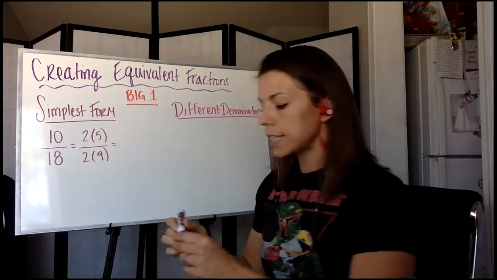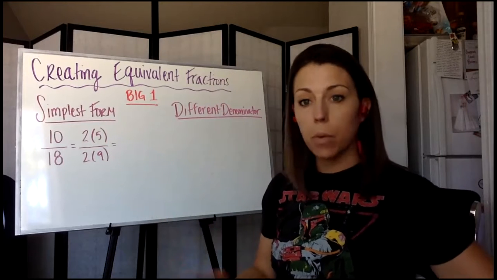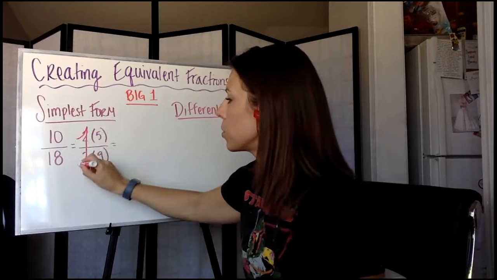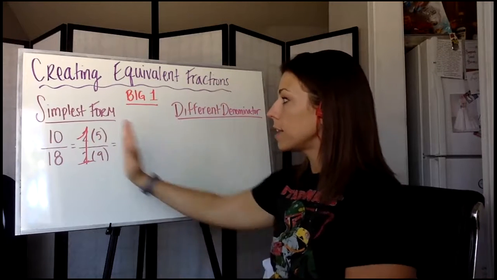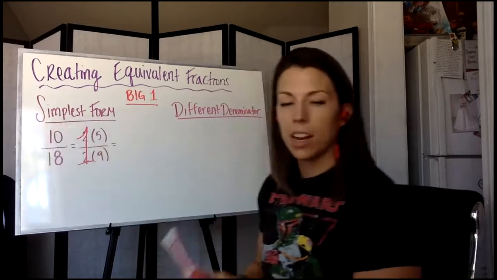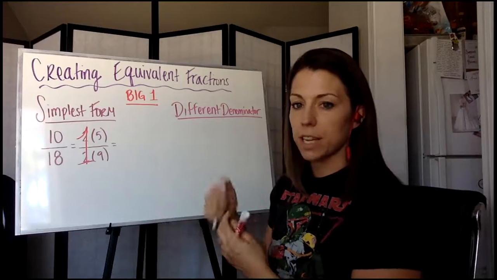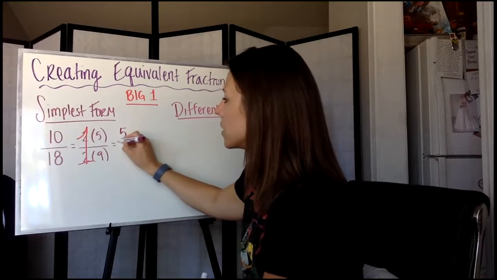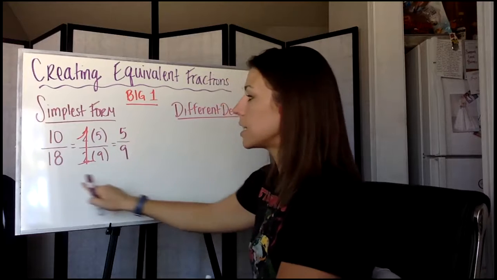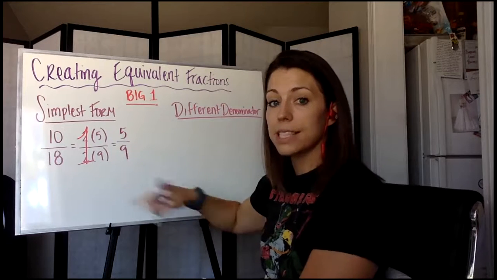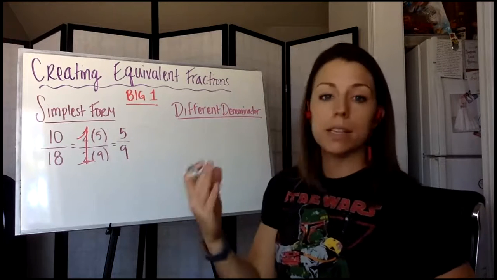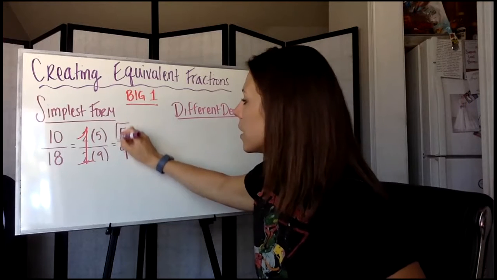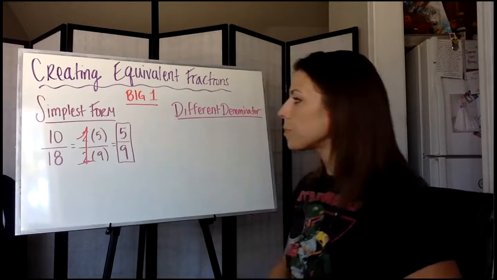Now what this does is it creates what's called a big one, because 2 divided by 2 is equivalent to 1, and 1 is therefore kind of eliminated or canceled out, as a word that people oftentimes use, and you're essentially left with the fraction 5/9, which is equivalent to 10/18. These represent the same amount of area or the same place on a number line. The only difference is 5/9 is what we consider simplest form.